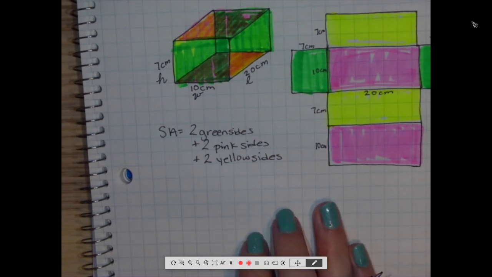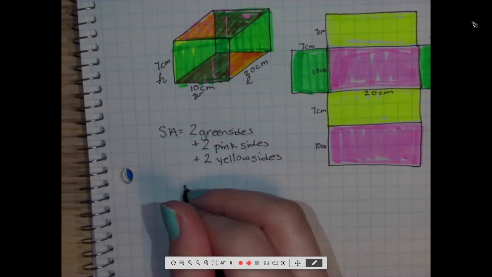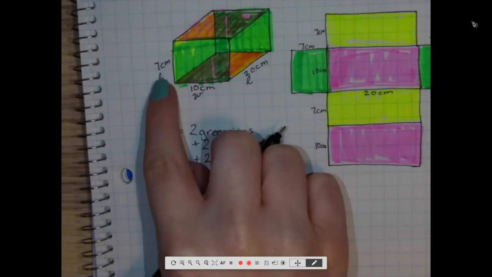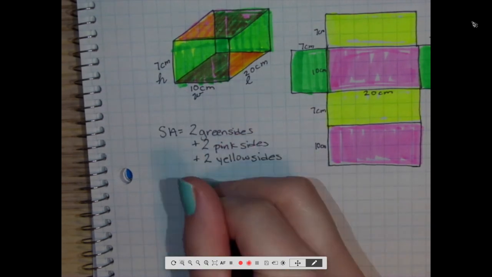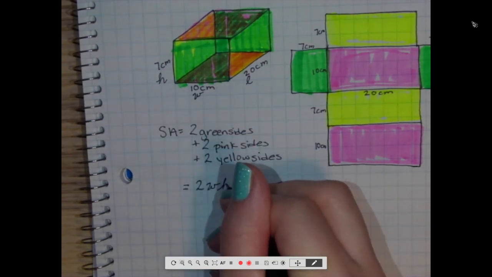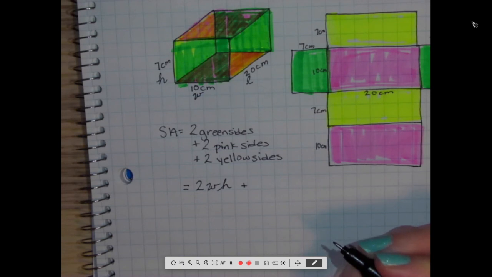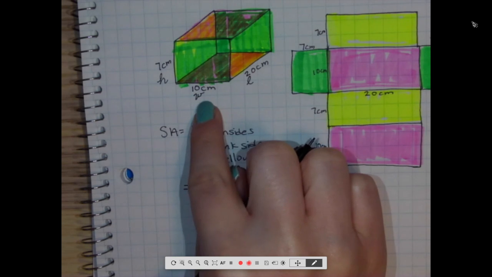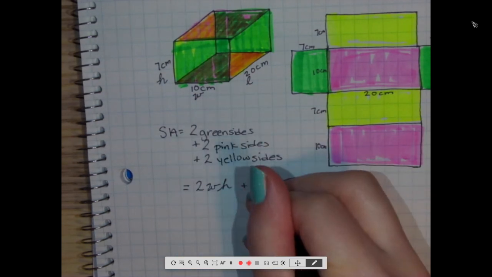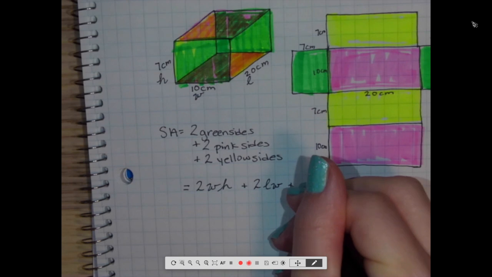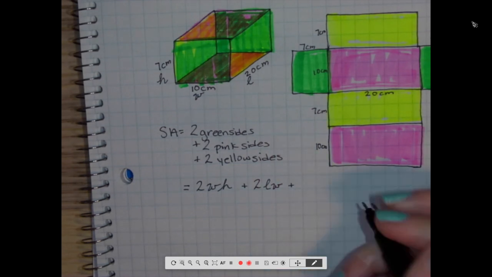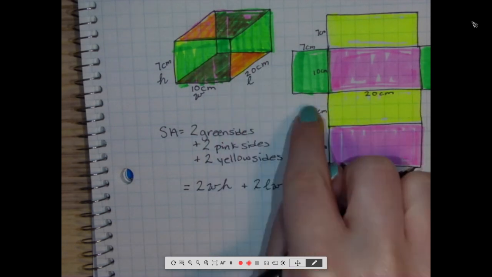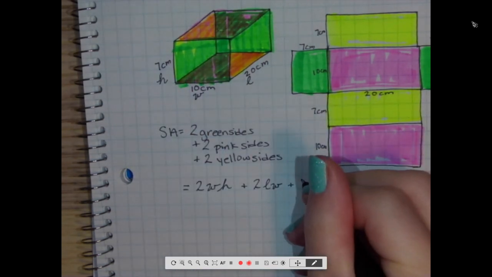So if I was looking at my two green sides, they are the width times the height. So I have two width times height. When I'm looking at my two pink sides, they are length and width. So I have two length times width. And then when I'm looking at my yellow sides, they are the length, the 20 centimeters, and the height, 7 centimeters.